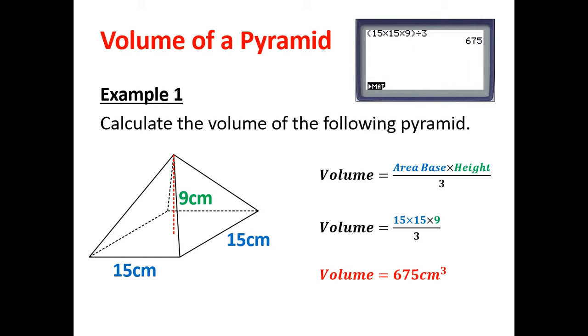Remember, volume is measured in cubes. That tells me if I had a small cube that's 1 centimeter by 1 centimeter by 1 centimeter, I would need 675 of these little cubes to make up the same space as that pyramid.